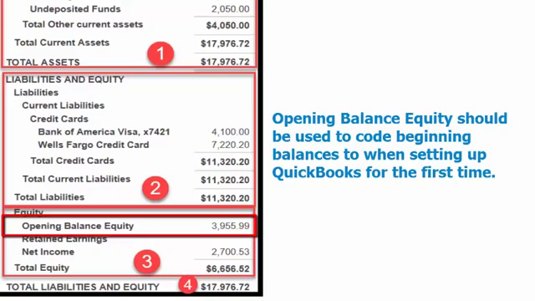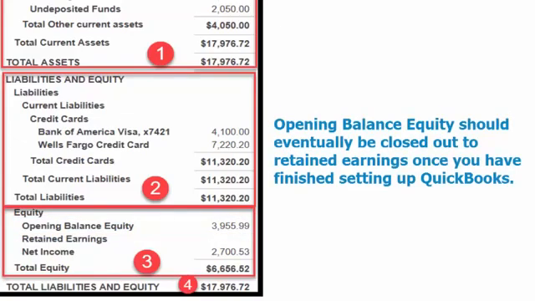For example, when you set up a bank account in QuickBooks, you have to enter the opening balance of that account into QuickBooks so that you will be able to reconcile the account later on. The amount that you enter as an opening balance is coded to the opening balance equity account behind the scenes. This account should eventually be closed out to retained earnings once you have finished setting up QuickBooks.